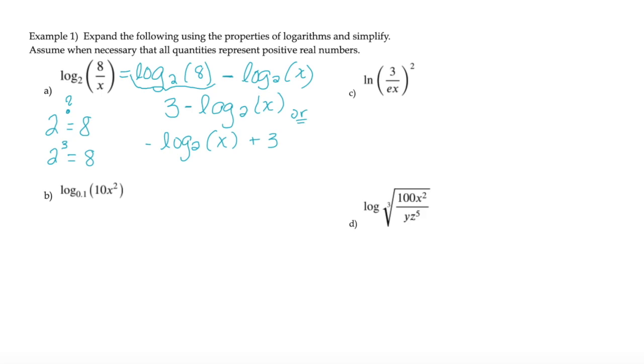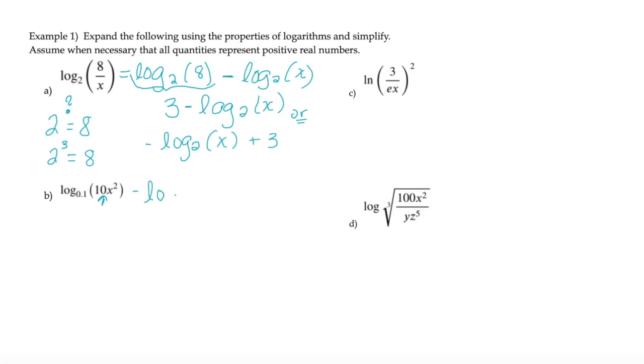Let's head over to part B. We have log base 1/10 of 10x squared. The first thing I'm going to do is expand this because I'm taking 10 times x squared here. I know that with x squared, I am able to use the product rule so I can break them apart into addition. So I'm going to start there.